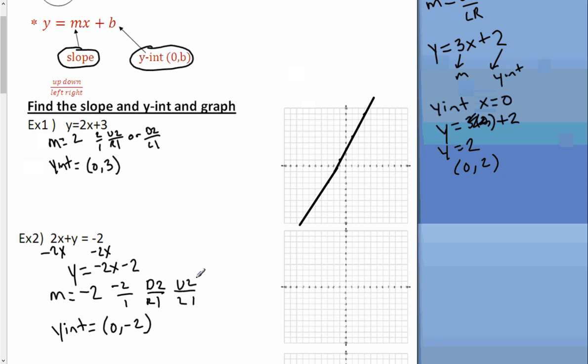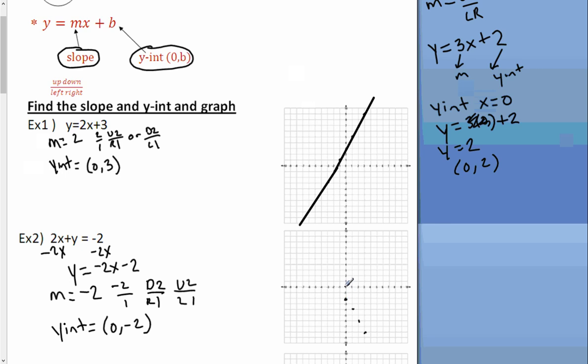What does this give me? This gives me directions. This gives me a starting point, and that's enough information to graph. So I go down to negative 2, put a dot there. Then I follow my directions. Down 2, right 1, dot there. Down 2, right 1, dot there.